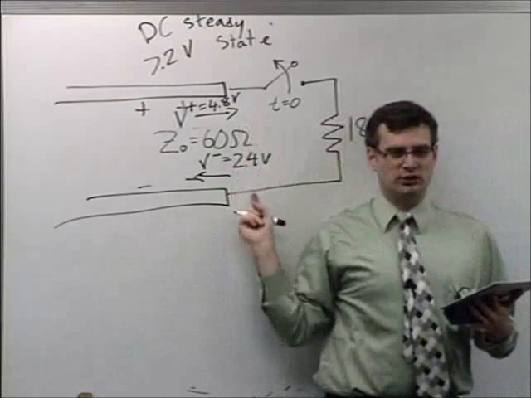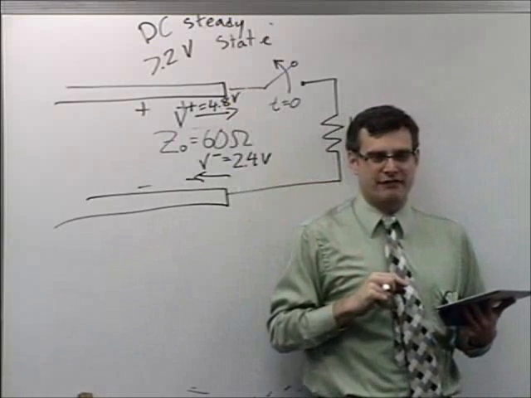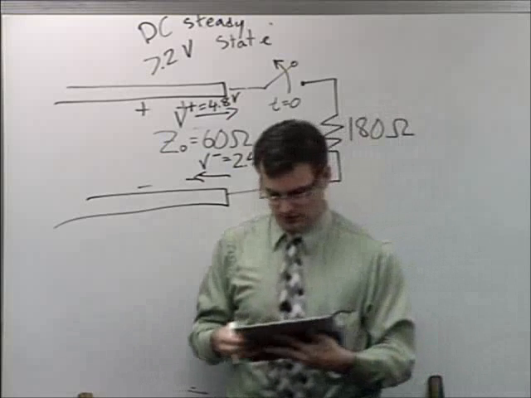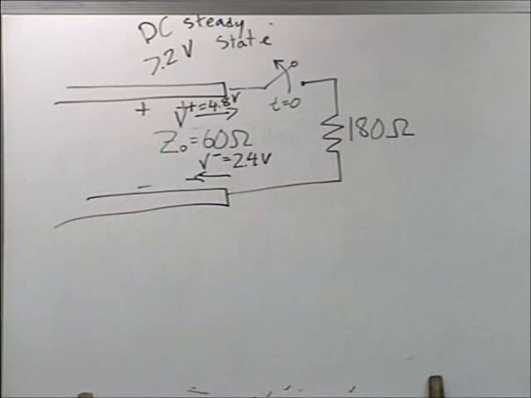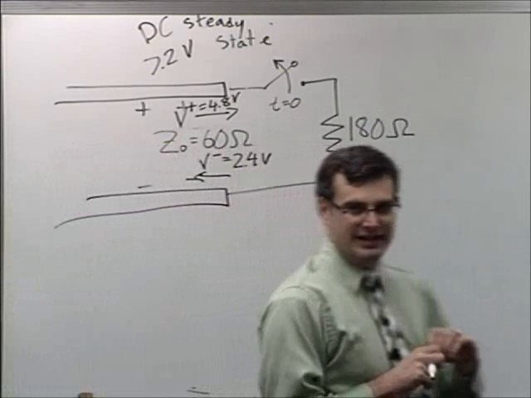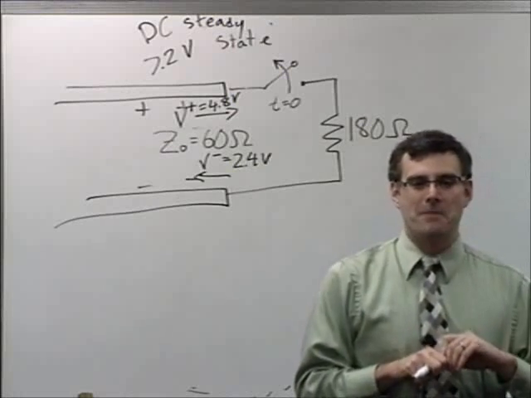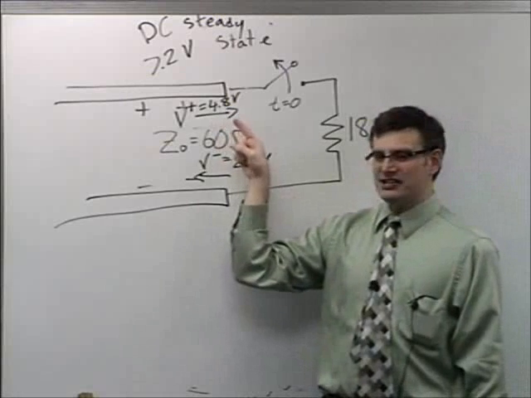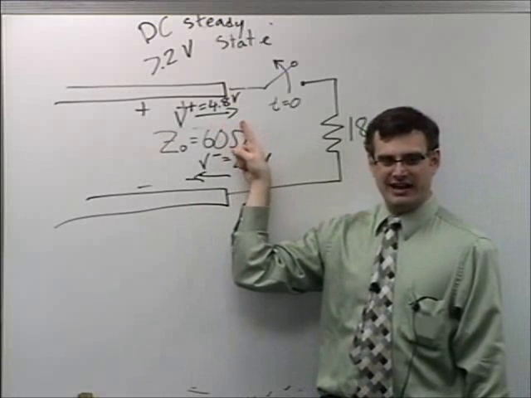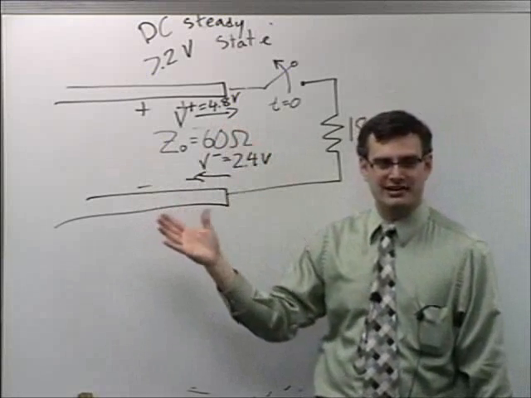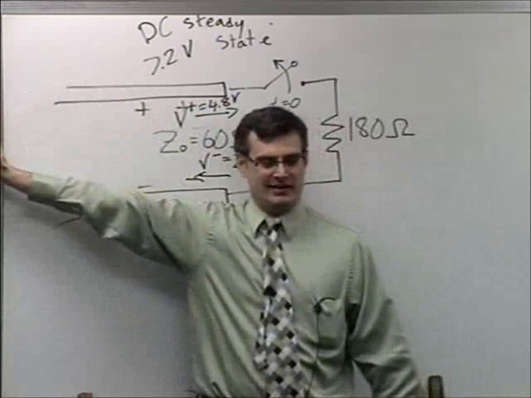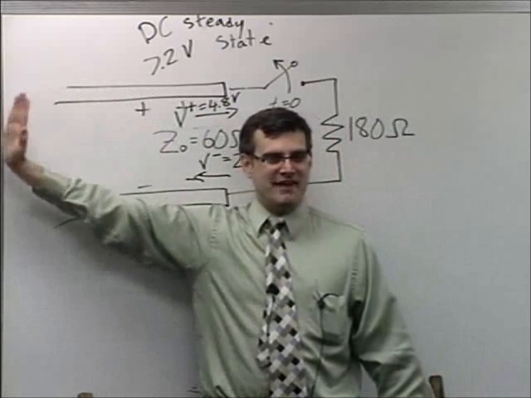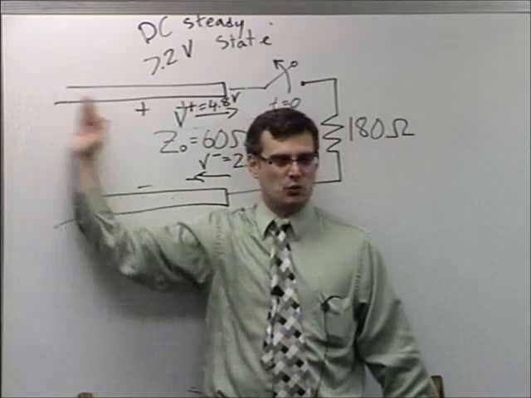Which of these voltages will change immediately after I throw the switch? Will it be V plus or V minus? It will be the V minus. That's right. Because remember, the voltage that is down here at the end of the line was placed on the line 20 nanoseconds ahead of time. That same value is going to persist for the next 20 nanoseconds.